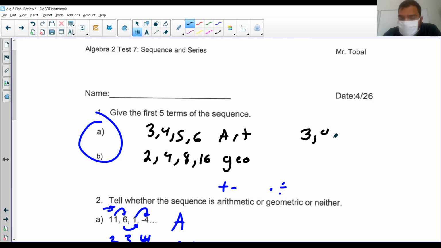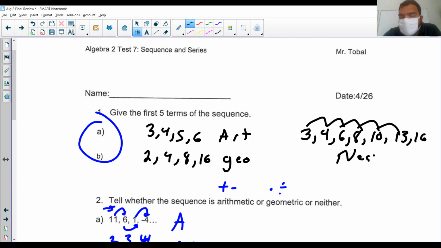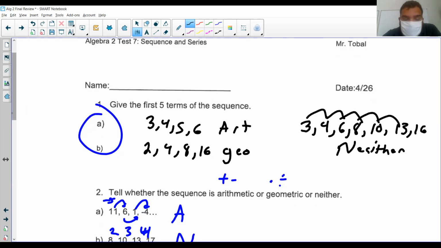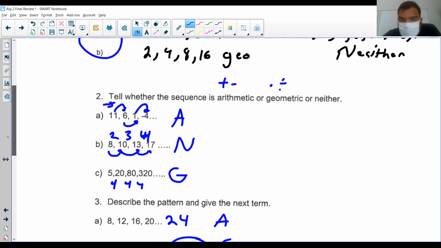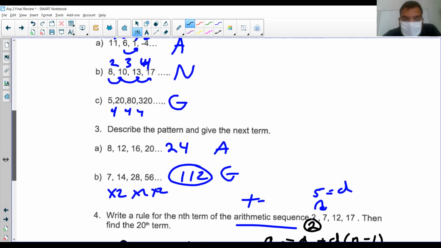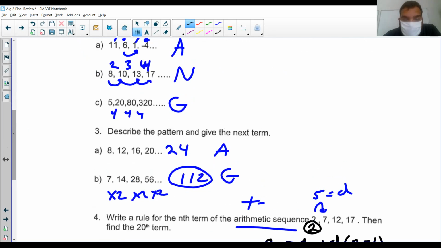So like 3, 4, 6, 8, 10, 13, 16. It has to be consistent adding. If it's not consistent adding, it's neither, okay? I did that really quickly, so you can pause the video and write that down. But basically, arithmetic is adding, the geometric is dividing or multiplying. Again, point out which one it is. This one is an example where it's neither.